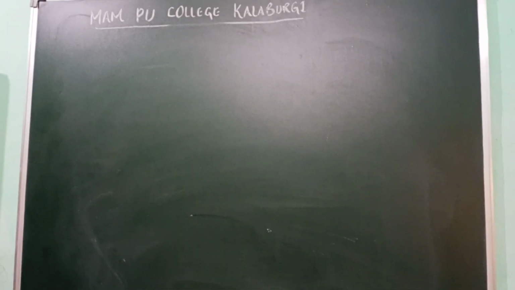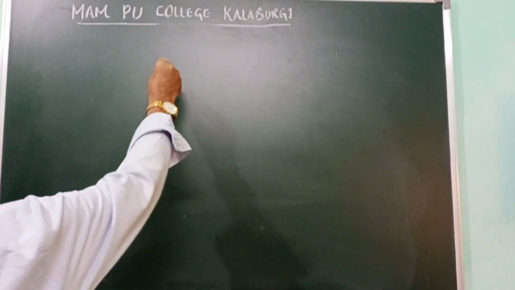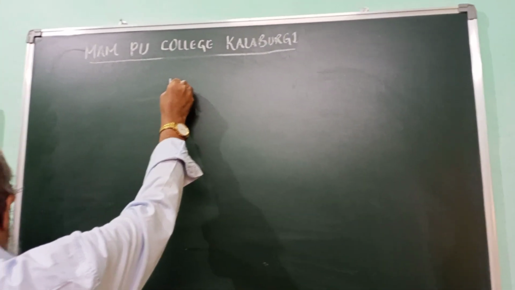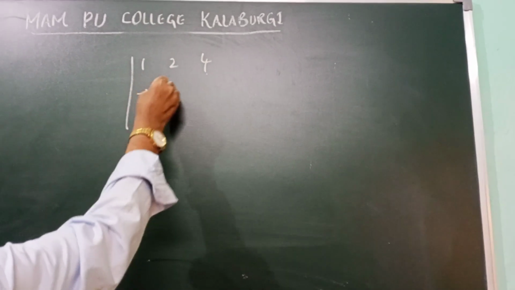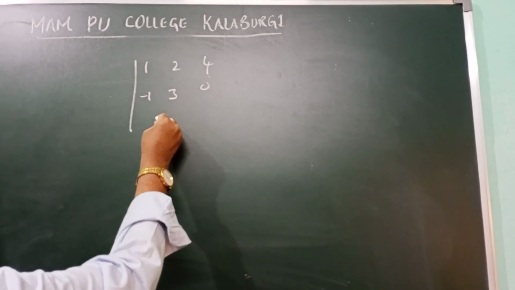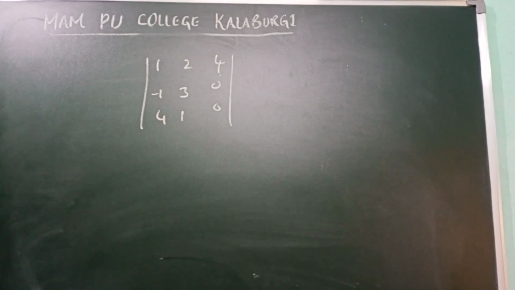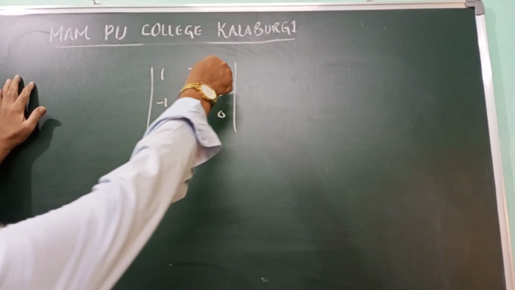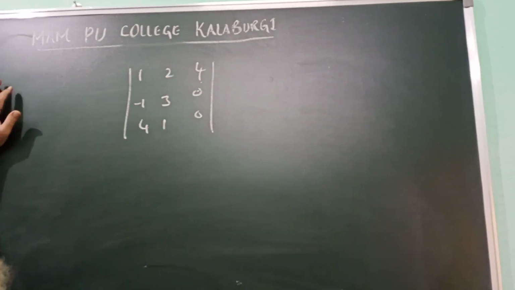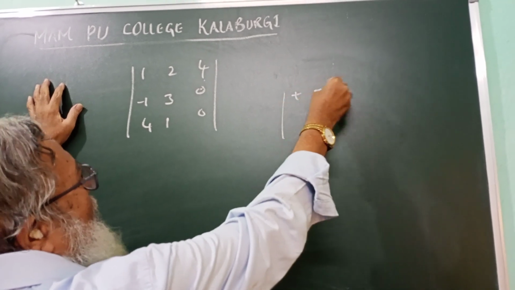Now, as we have discussed in the expansion, sometimes it will be advantageous for us to expand column wise, some column or some row wise. See this example. Evaluate 1, 2, 4, minus 1, 3, 0, 4, 1, 0. We may expand first row wise, no harm in that. But you see, the last column contains 2, 0, 0. So immediately we get the answer. We write down the appropriate sign for this.